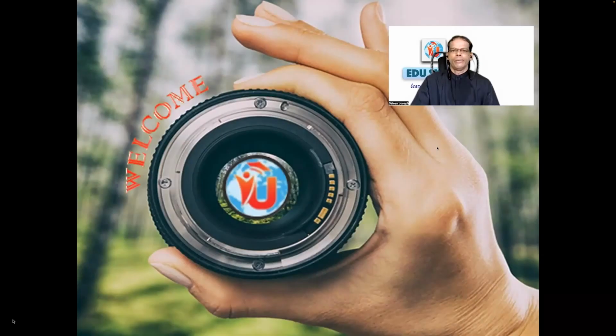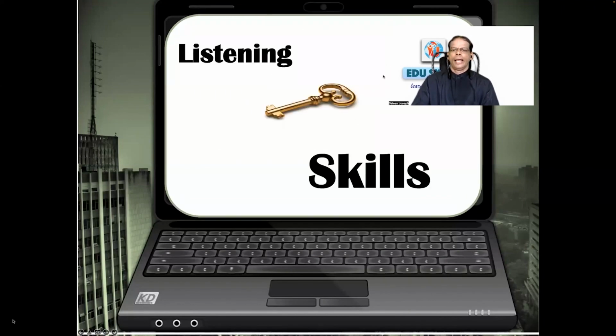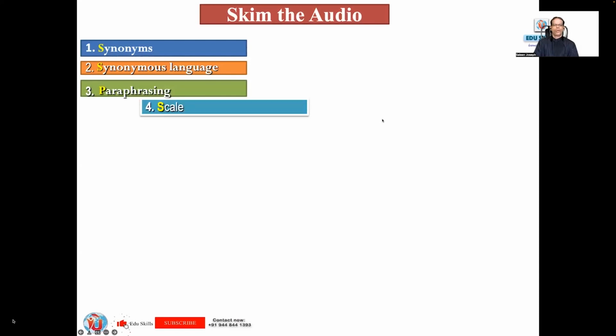To the listening part. Today we'll be looking into the second extract from the listening C task that we have posted in the platform, and we'll be taking a different approach. Occupational English Test, listening, part C, extract, track 2. And listening key skills. Yes, skim the audio. You know how to skim the audio.